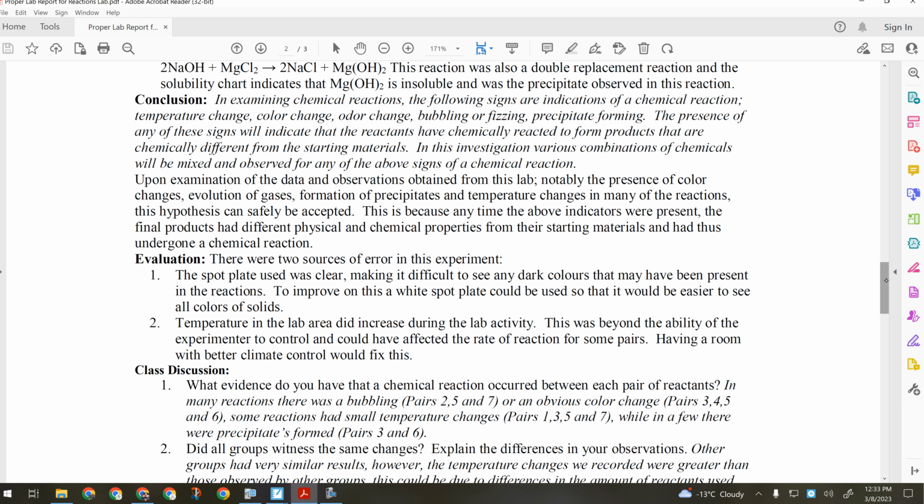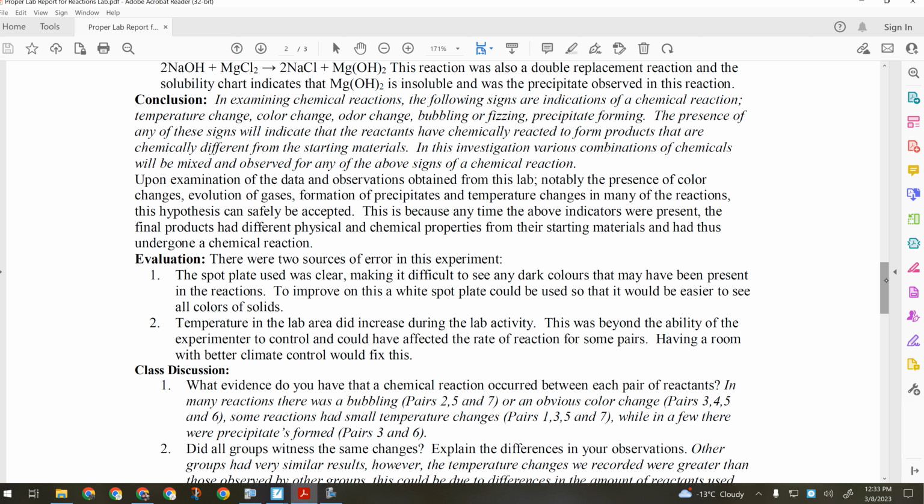How many sources of error are you supposed to identify? 2. And in those sources of error, you're supposed to tell me how they affect the experiment and how you could prevent them, or how you could fix them. So, source of error number 1, the spot plate used was clear, making it difficult to see dark colors that may have been present in the reactions. To improve on this, a white spot plate could be used, so it would be easier to see all colors of solids, not just white. Maybe a piece of paper that you could slide underneath the watch glass periodically might be an even better idea than that.